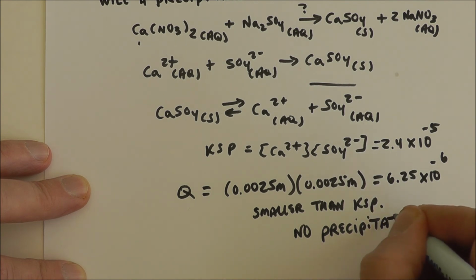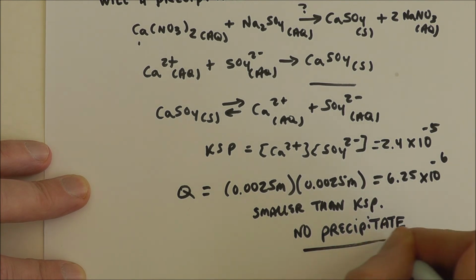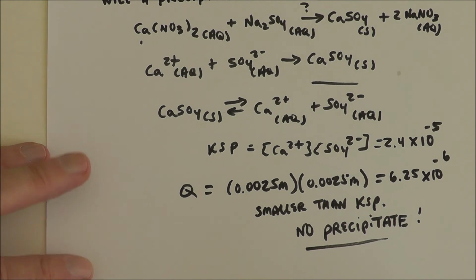So the KSP is the threshold at which a precipitate would happen, and that's its other use besides figuring out how much of something would dissolve in so much water.